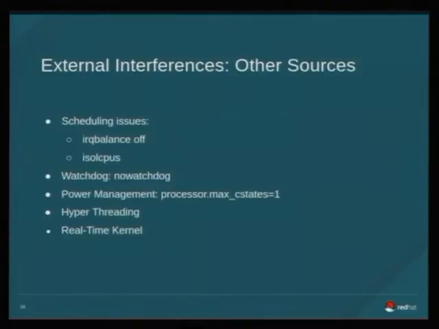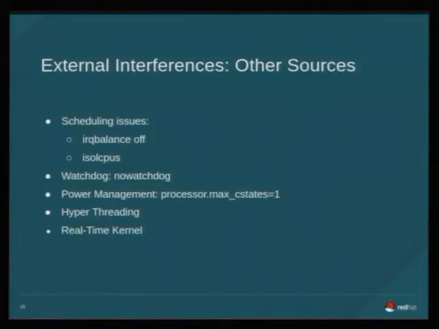Okay, other sources of problems, scheduling issues. We have to take out the hierarchy balance because any hardware interrupt on the CPU running the PMD thread can impact. We have to use isolated CPUs, which means taking the CPUs out of the scheduler. We don't want any tasks running on that CPU. We had to disable the watchdog. The watchdog will periodically check something that has some impact as well. Then power management, which depends on your platform.